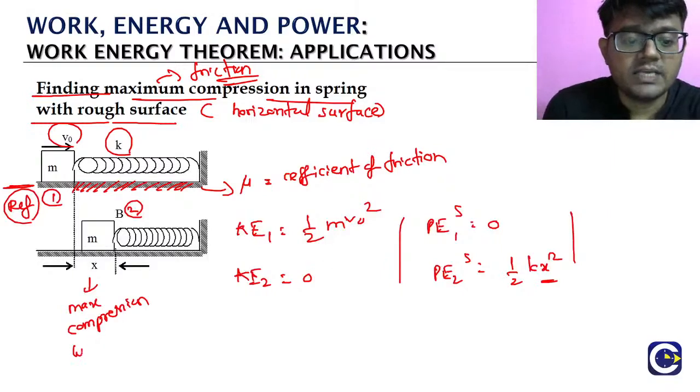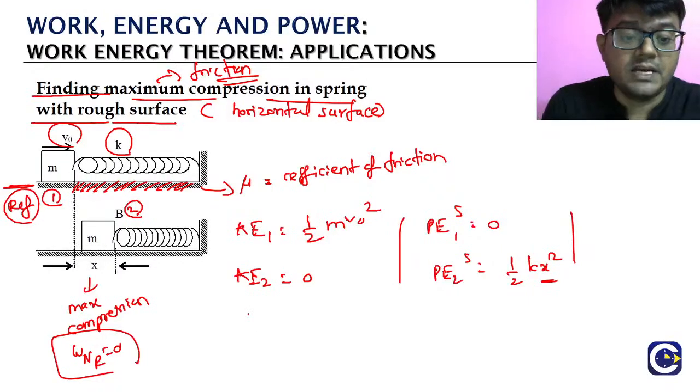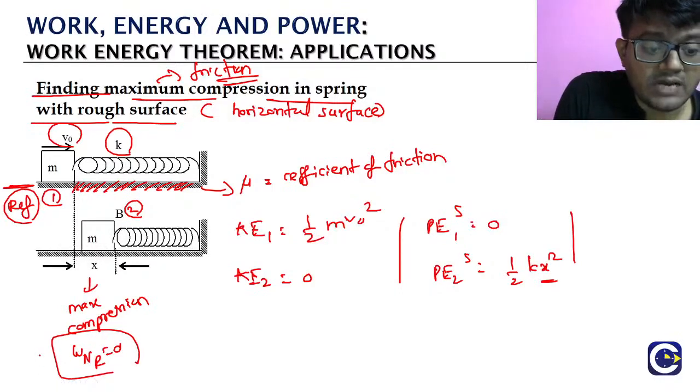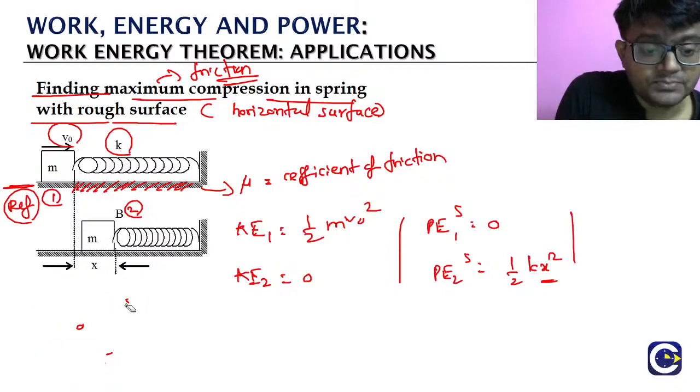Now see, the work done by the normal reaction is 0. The block is moving along the contact plane and the normal reaction is perpendicular, so the work done by the normal reaction is 0. But here we will have work done by friction. How do we calculate the work done by friction?